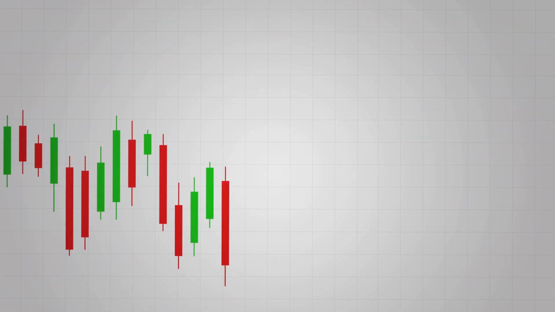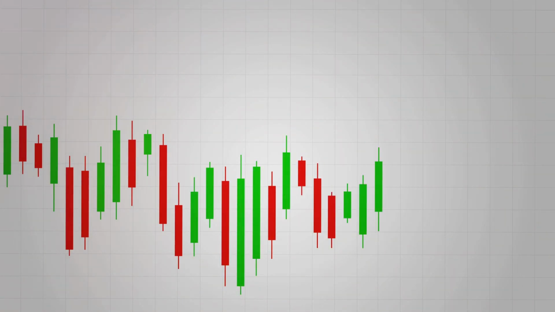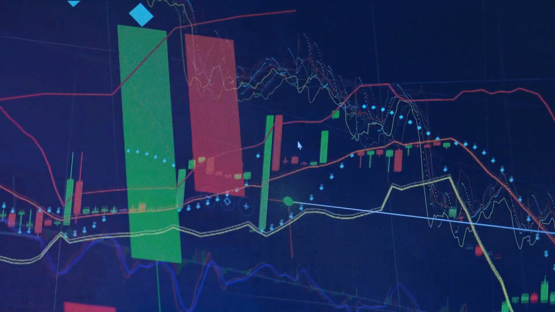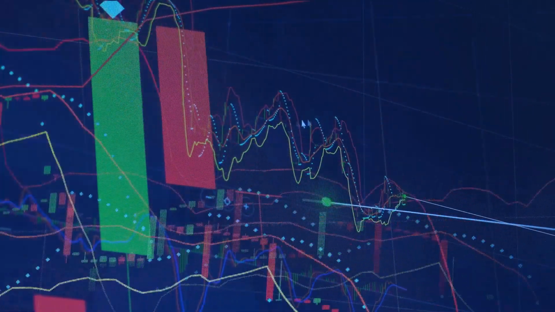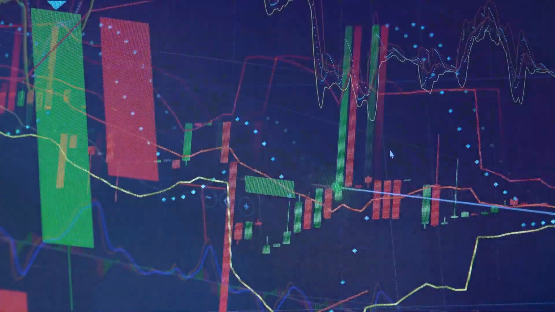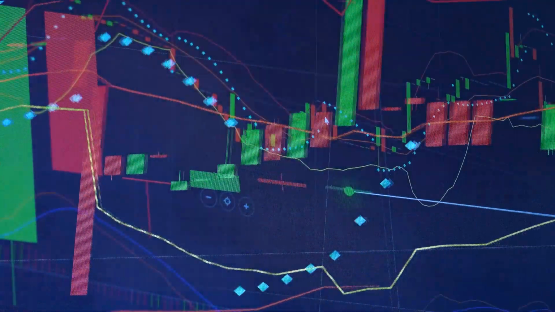In the dynamic world of financial markets, understanding price movements is paramount for successful trading. The financial markets are a complex and ever-changing landscape where prices can fluctuate wildly within seconds. For traders, the ability to interpret these movements accurately can mean the difference between profit and loss. This is why a deep understanding of price action is essential.